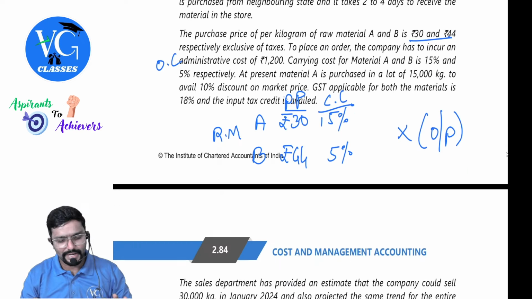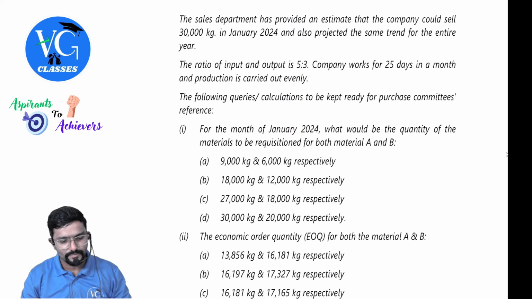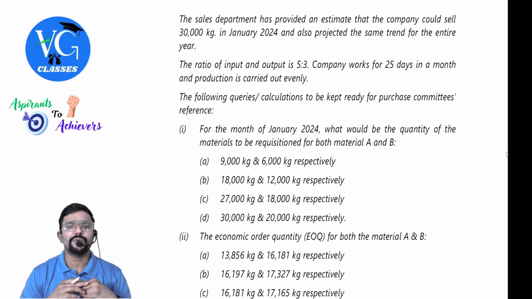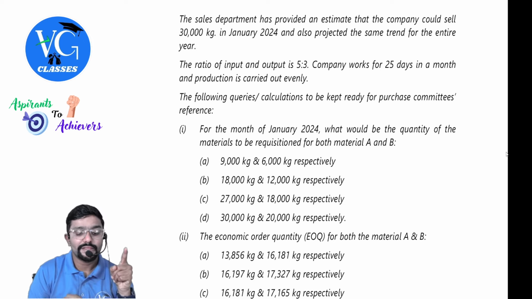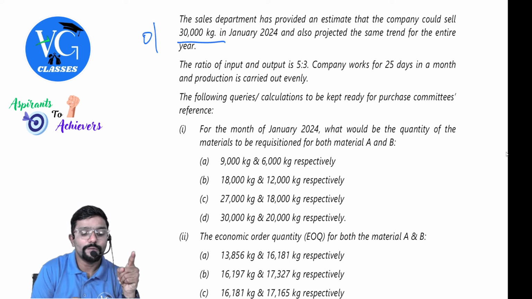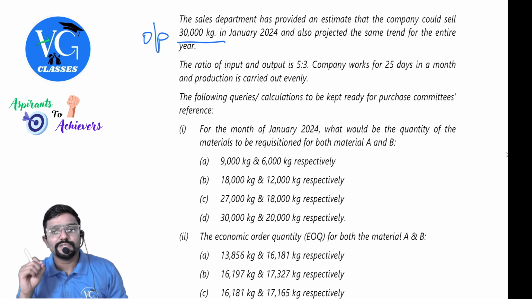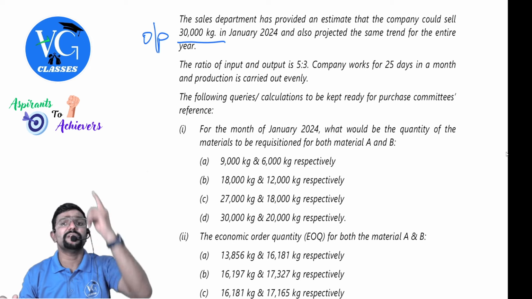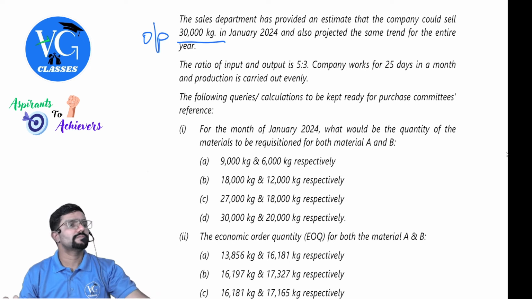18%, you have to add it. The sales department has provided an estimate that the company could sell 30,000 kg in January 2024. Could sell, Andre. They're talking about output. And also project the same trend for the entire year. Means for the entire year, if I ask you how much it would be, 3,60,000.